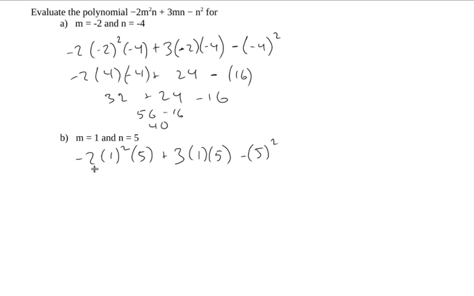All right. Let's see. We have one negative here. This 1 squared is just 1. There's nothing really special going on there, so I don't really feel the need to write that out as a separate step. 1 squared is just 1. So we get negative 2 times 1 times 5, which is negative 10. Here we get 3 times 1 times 5, which is 15.